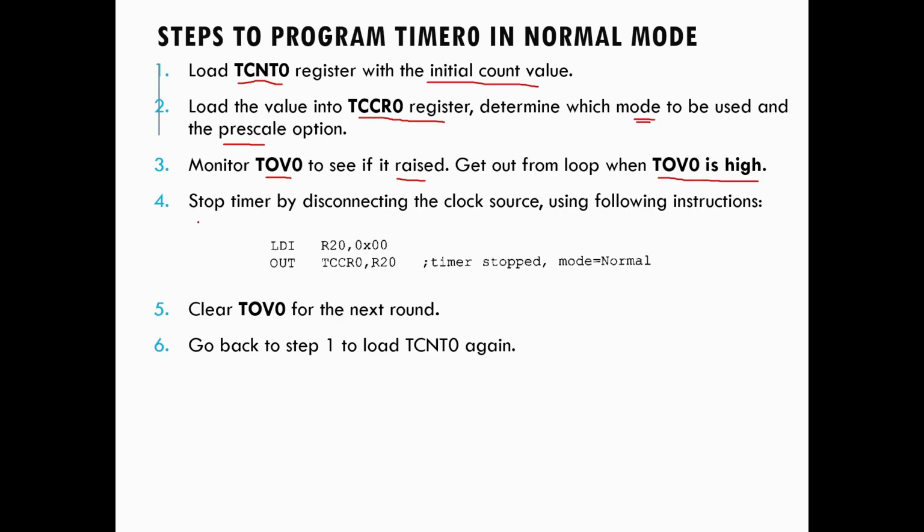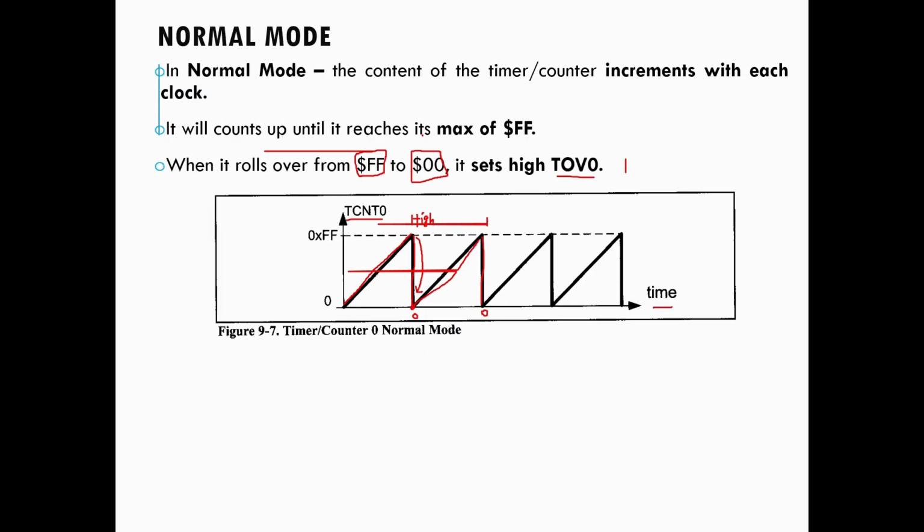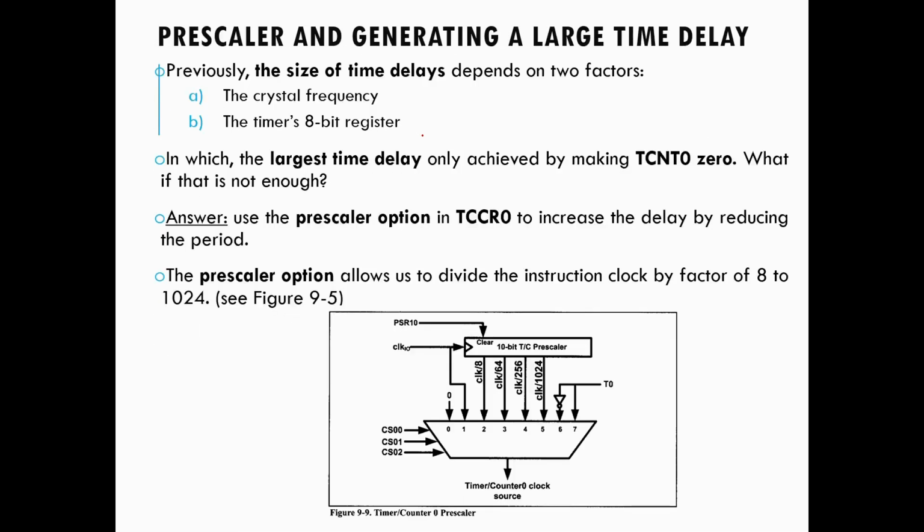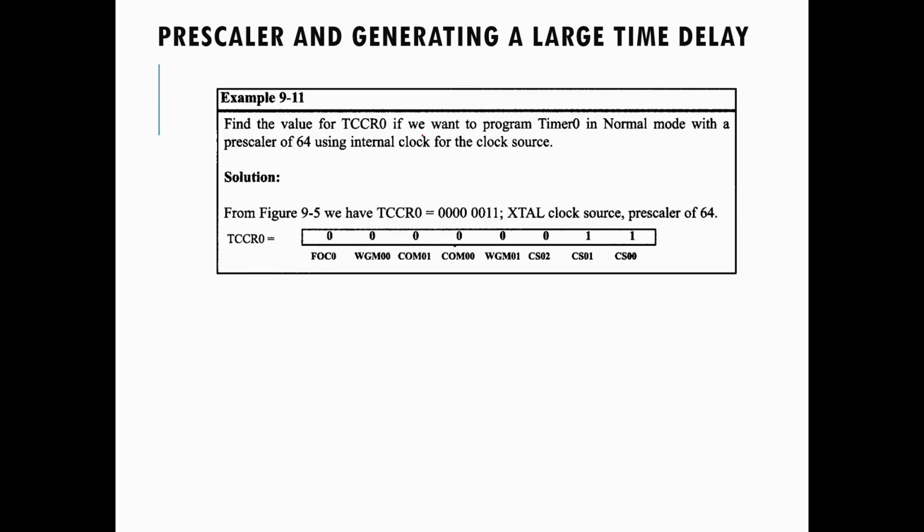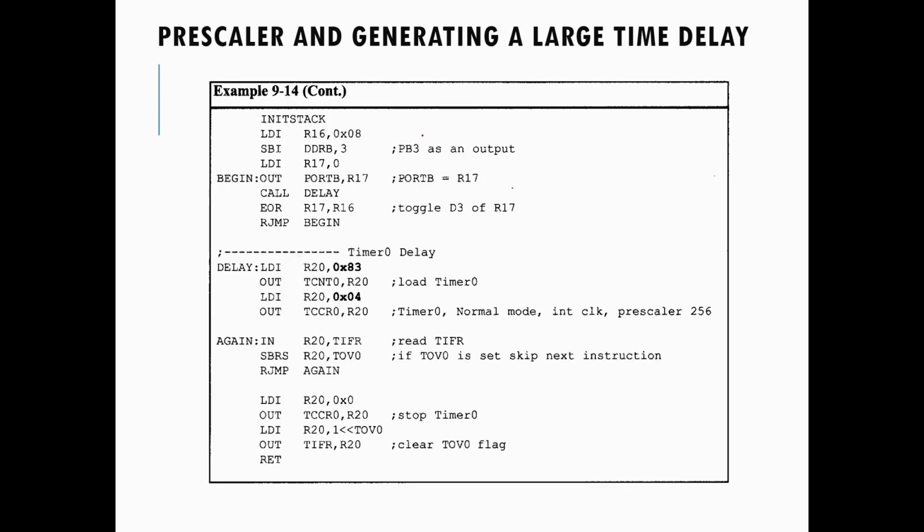If we want to stop the timer, we disconnect it from the clock source. To disconnect it, we just put the value 0 into TCCR0. Then the timer is stopped, and we clear TOV0 for the next round and repeat the process. How do we read the TCCR register? You can refer back to the previous slide of the TCCR.